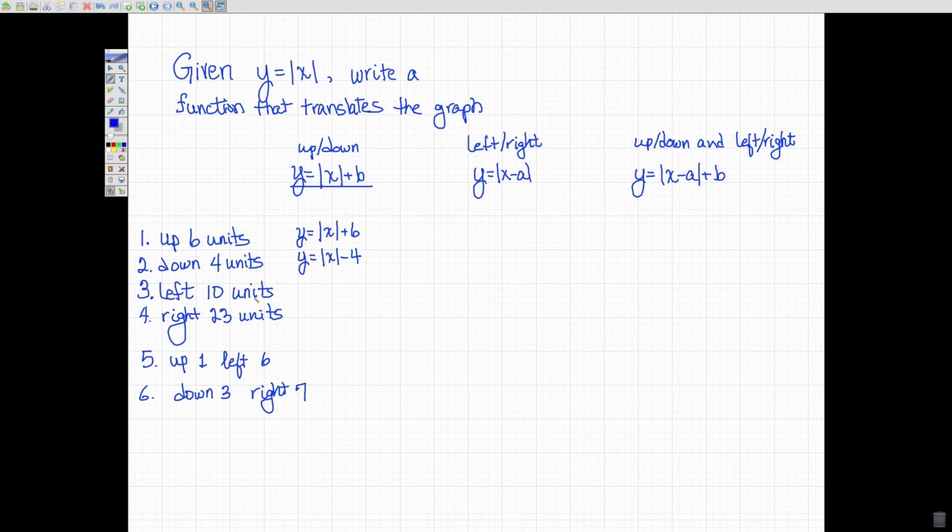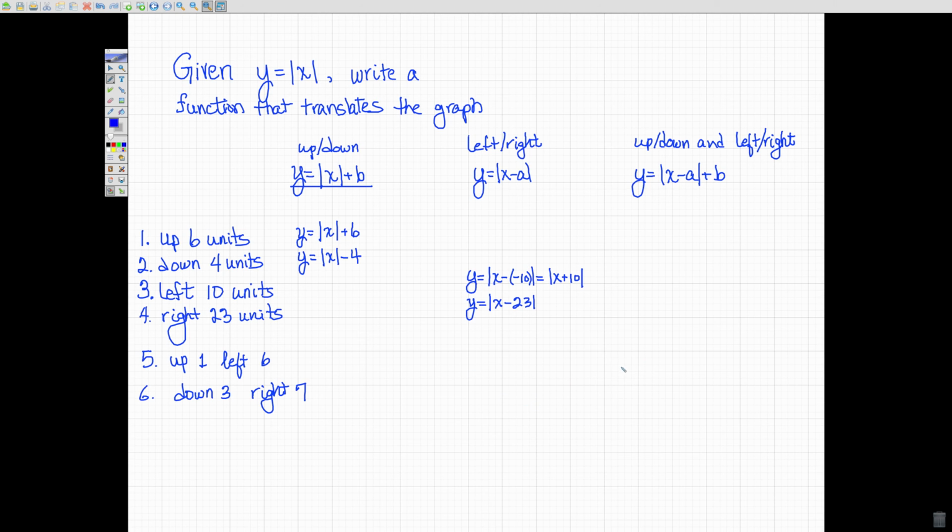Now, let's do some left-right translations. If I wanted to go left 10 units, I would write y equals the absolute value of x minus, and we're going left, so that's negative 10. But that's also written as absolute value of x plus 10. If I wanted to go to the right 23 units, that's in a positive direction, I would write y equals the absolute value of x minus 23.